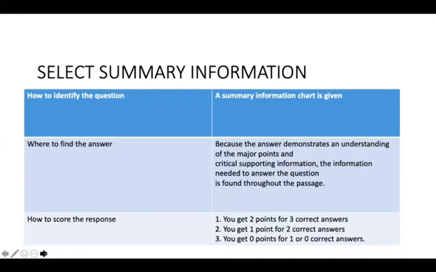So where to find the answers? You can read the passage, especially focusing on the main ideas as they relate to the topic stated in the summary chart. How to score the response? A summary question has 3 correct answers and is worth 2 points. You get 2 points for 3 correct answers, 1 point for 2 correct answers, and 0 points for 1 or 0 correct answers.